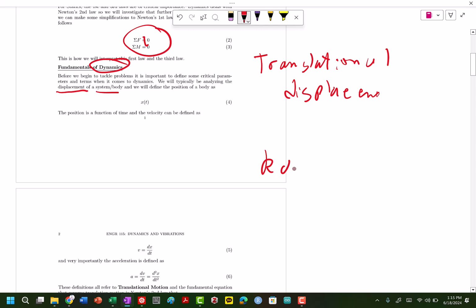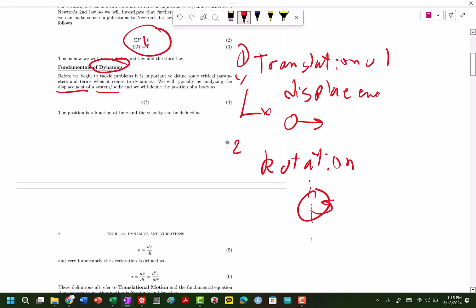versus rotation. So if I have an XY axis, translational displacement is a body that is basically translating in an XYZ coordinate system. Rotation is basically an angular displacement around some axis. So we want to distinguish between these two modes of dynamics, and we're going to come across those obviously a lot. So we want to analyze the displacement as a function of time.